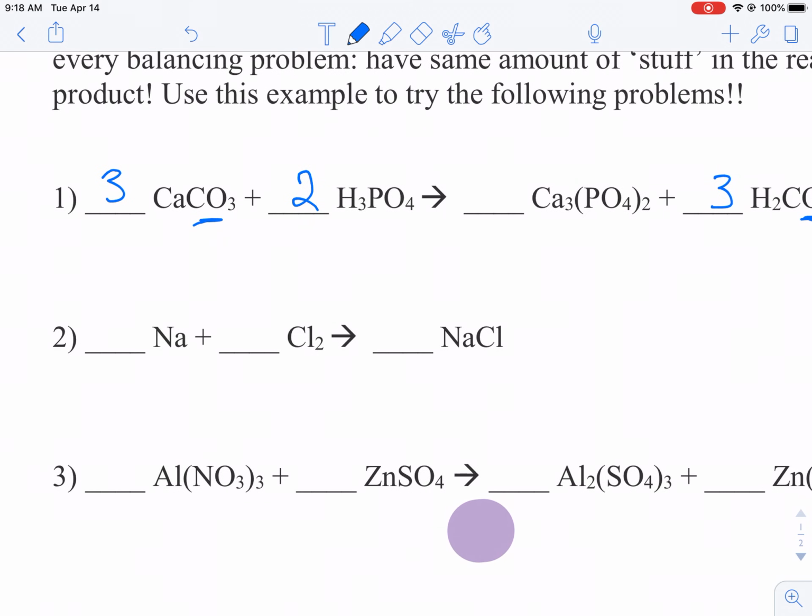Okay? Let's look at the next one. 1 Na, 1 Na, 2 Cls, 1 Cl. I'm going to put a 2 here in front of NaCl, and that is also going to change my Nas to 2.